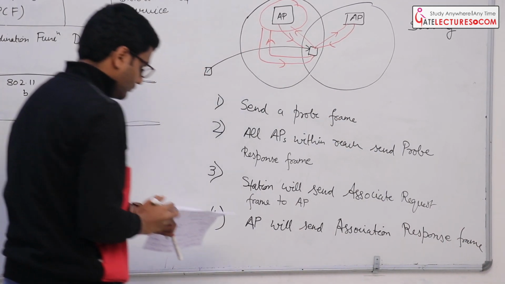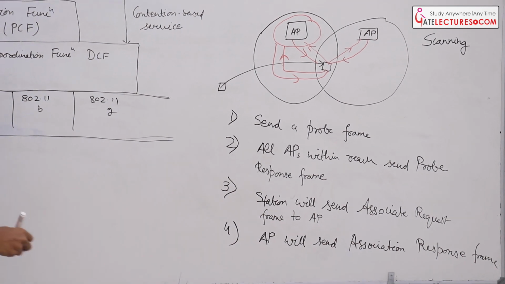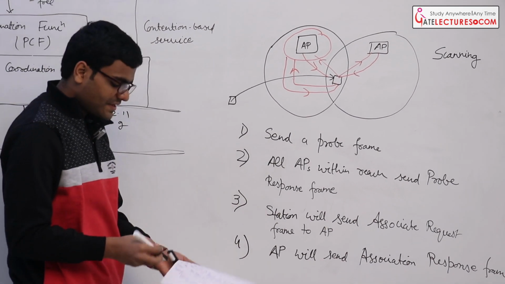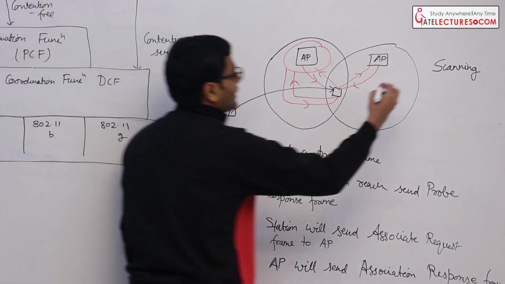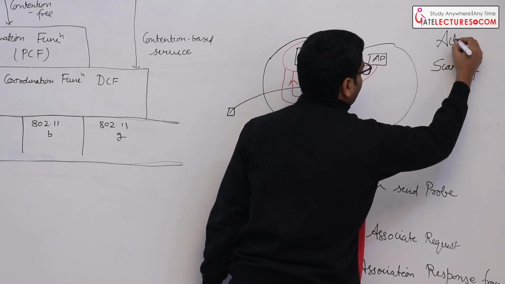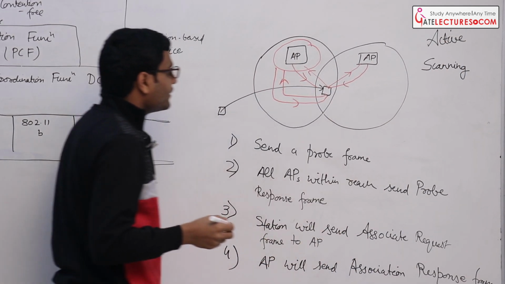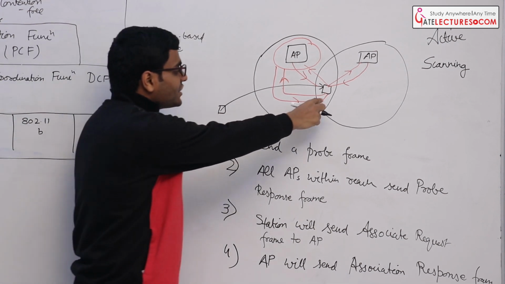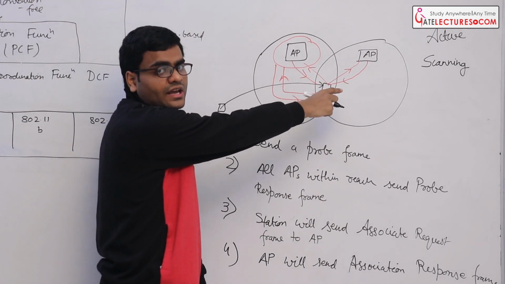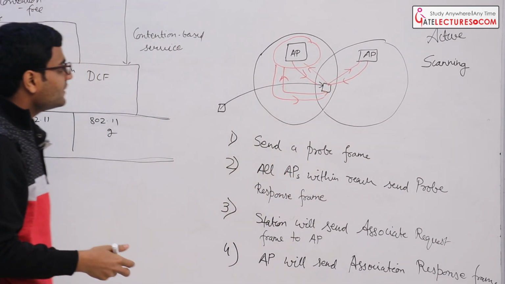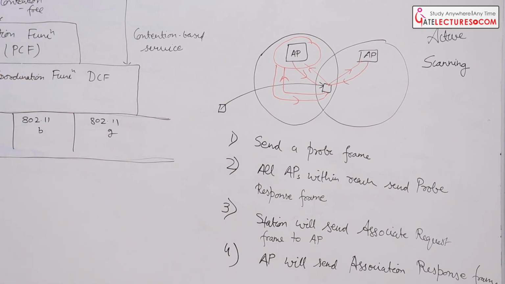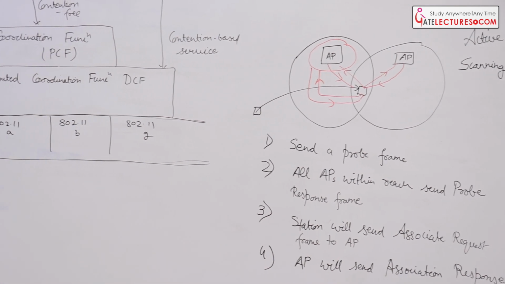So this is called scanning. Basically, this is called active scanning. Why active? Because in this, the station approaches the access point first and then the access point replies. But there is another kind of scanning which we call passive scanning.